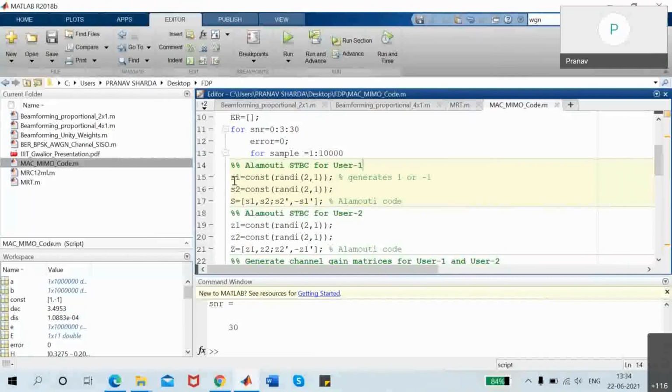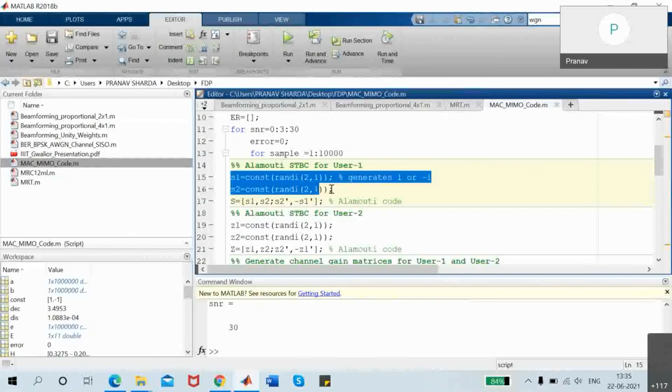This is the structure of a particular LMT STBC code. We have to generate these values S1 and S2, which I have discussed earlier. This command will generate 1 or -1. So S1 takes a value of 1 or -1, and similarly S2 follows the same generation as I discussed for S1. Using these commands, we generate 1 or -1.